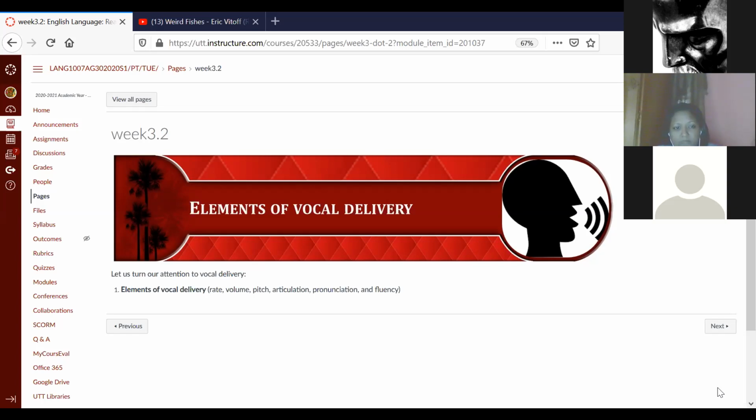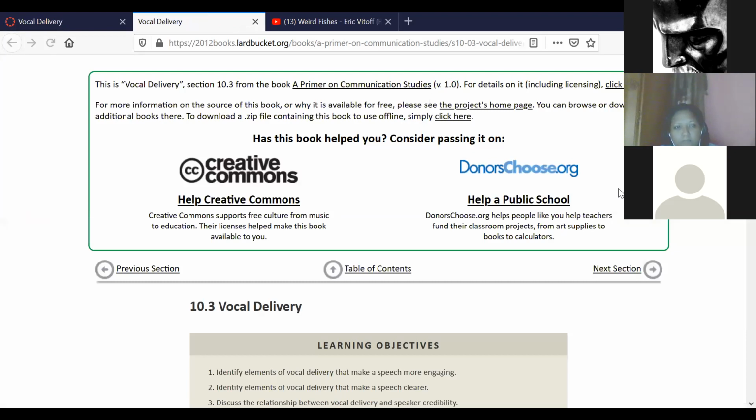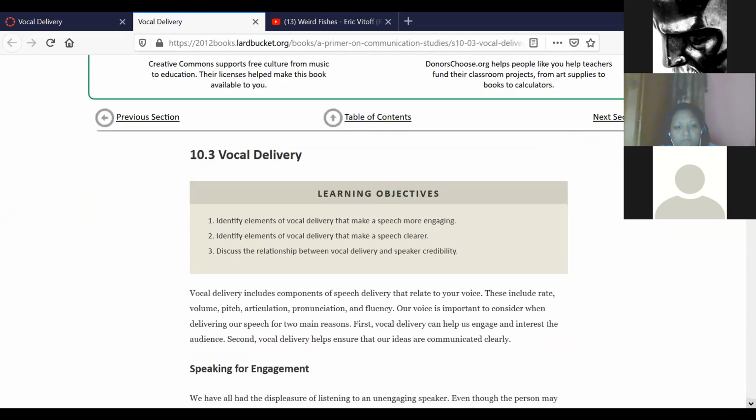The next major thing we are looking at this week is vocal delivery. So when we were talking about vocalics last week, this is an extension of that, or this is us driving down even further to talk about vocal delivery and vocalics.